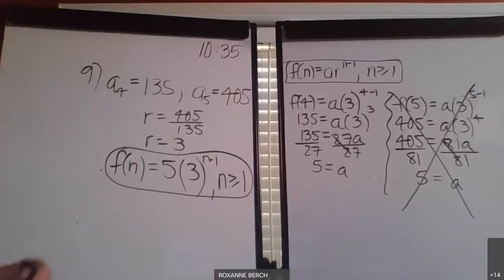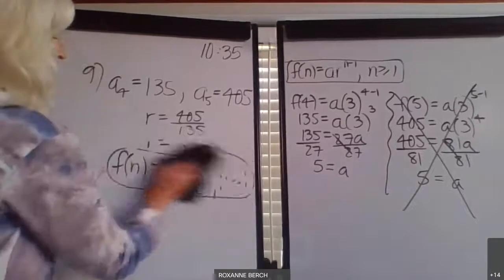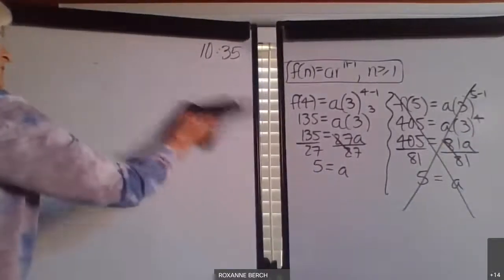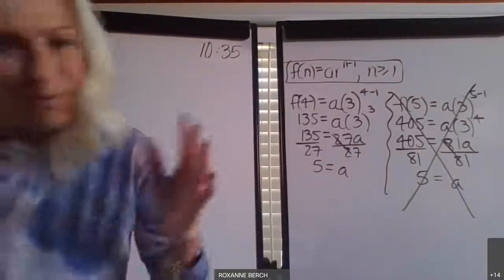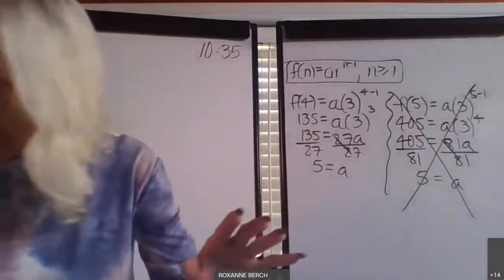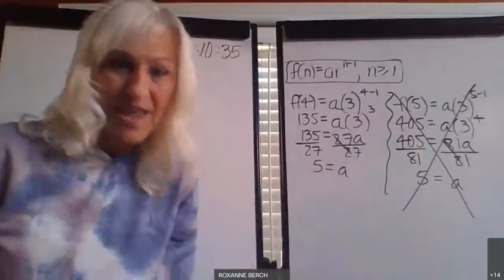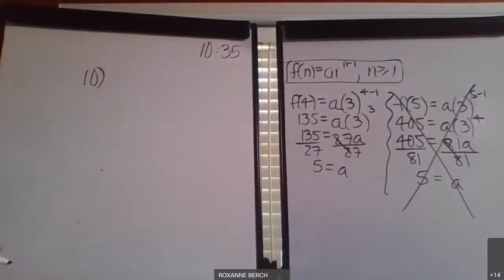Number 10, we won't have time for, because number 10 is a system, but I'll set it up for you. Because number 10, you don't have a sub 1, so you don't have the first term, and you don't have consecutive terms, so you're missing A and R. That's the worst case. So you're going to have to solve a system.